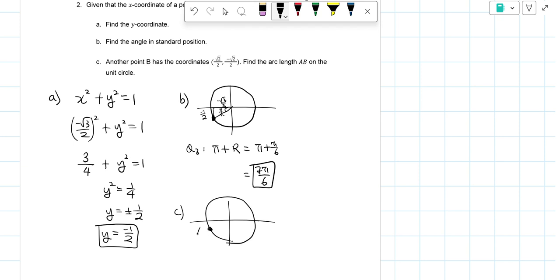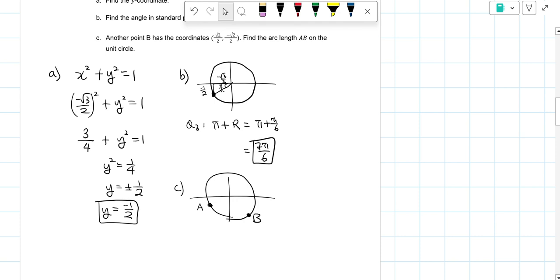So my previous point was A, and my other point, B, has a positive x value and a negative y value, which sounds like we're in quadrant 4. Square root 2 over 2, negative square root 2 over 2 sounds like the angle must be some kind of multiple of pi over 4. The question wants me to find the arc length from A to B. The arc length can be found by doing r theta, where theta is in radians. So I need to first find the angle between A and B.